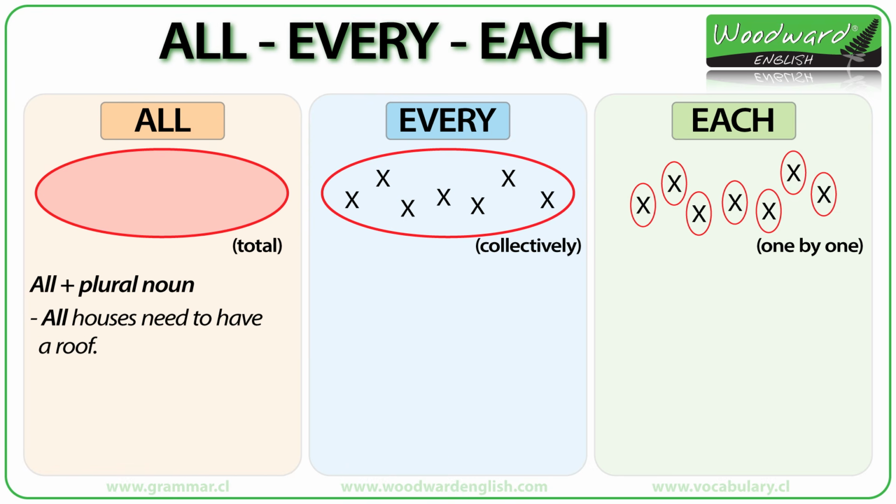All is used with a plural noun. For example, all houses need to have a roof. Yes, if it is a house, it needs a roof. We look at the total group as one. All houses, no exceptions. We are talking about all houses in general.